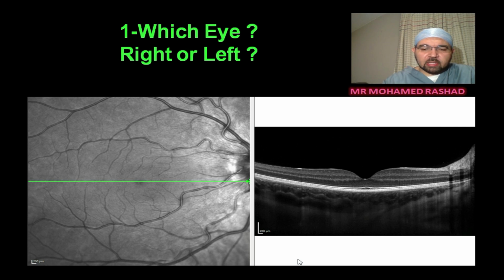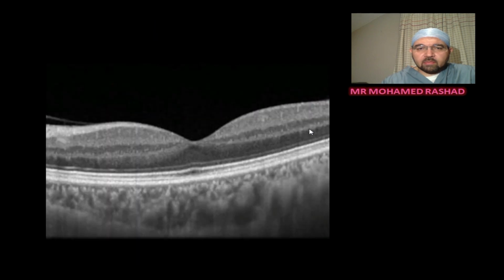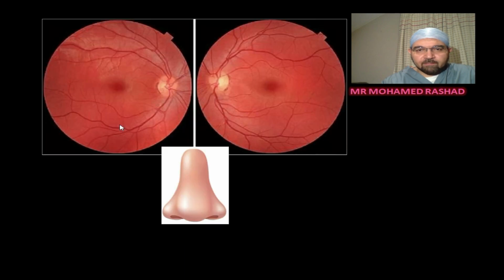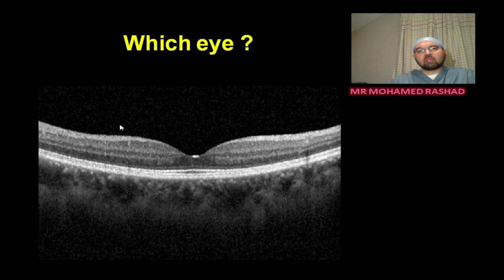So if you find the nerve fiber layer, which is this layer here on the right side, so this is a right eye. And if you find the nerve fiber layer, which is here, this hyperreflective white band on the left side, so this is the left eye. Usually the retinal nerve fiber layer is thick nasally, so this identifies the eye. So if you know that, can you tell me which eye is this?